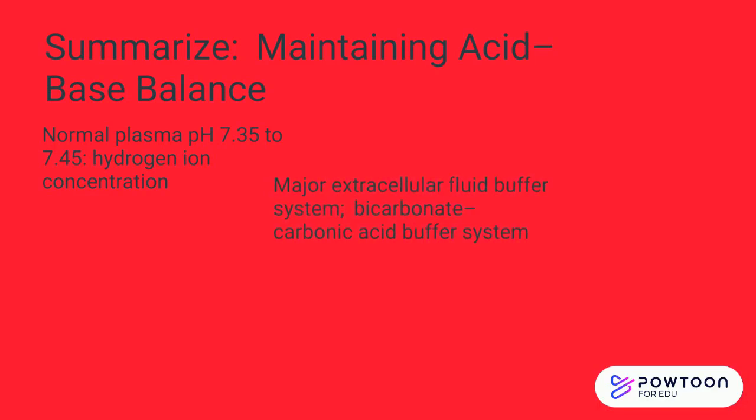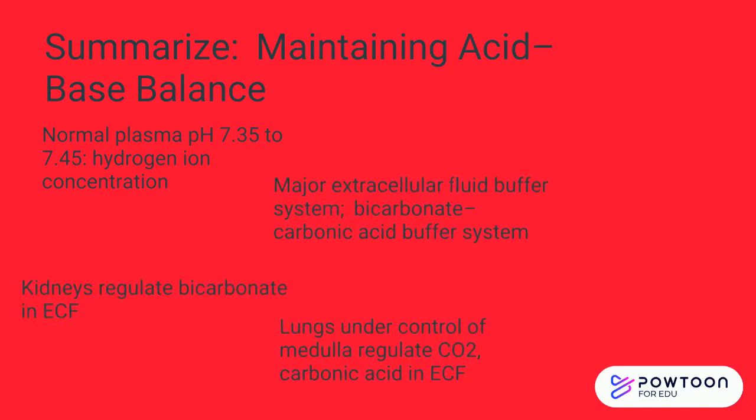Normal pH is 7.35 to 7.45. We have that buffer system, which is the bicarbonate carbonic acid system, to help regulate that pH. The kidneys are going to regulate bicarb, and the lungs, with the help of that system in the brain, will help control CO2.